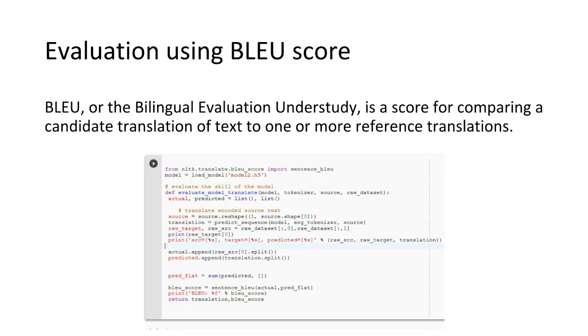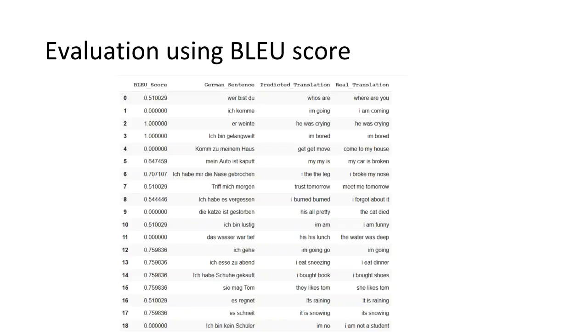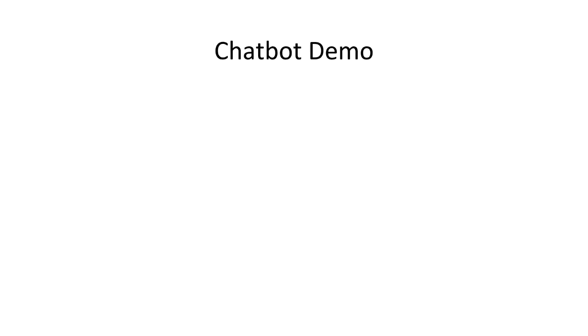Next, we have evaluated our machine translation experiment using the BLEU score. So the BLEU score, or the bilingual evaluation understudy score, is a metric for evaluating a generated sentence to a reference sentence. A perfect match will result in a score of 1. An imperfect match will result in a score of 0. And these are, for our 18 test cases, the BLEU scores and the corresponding translations.